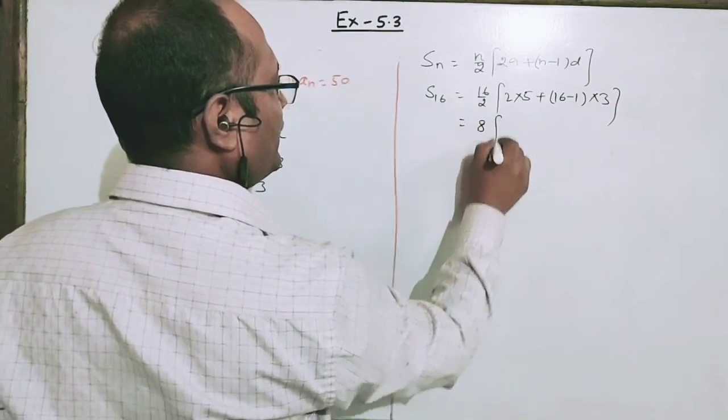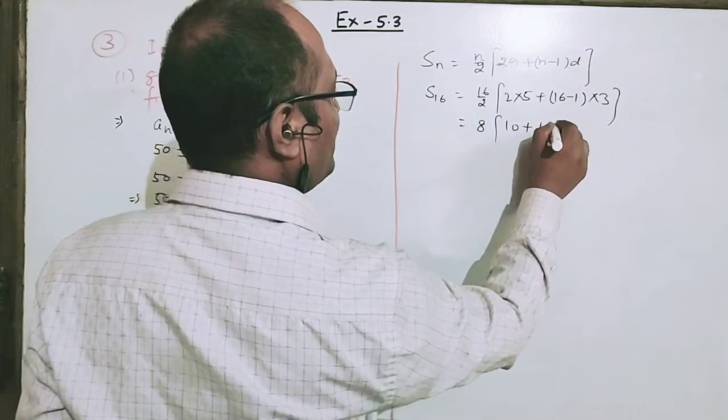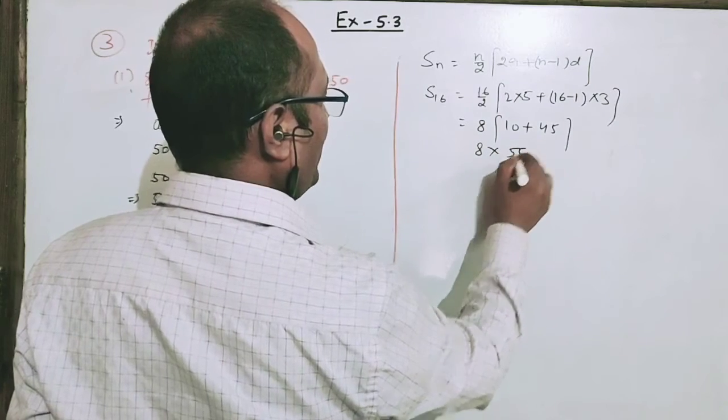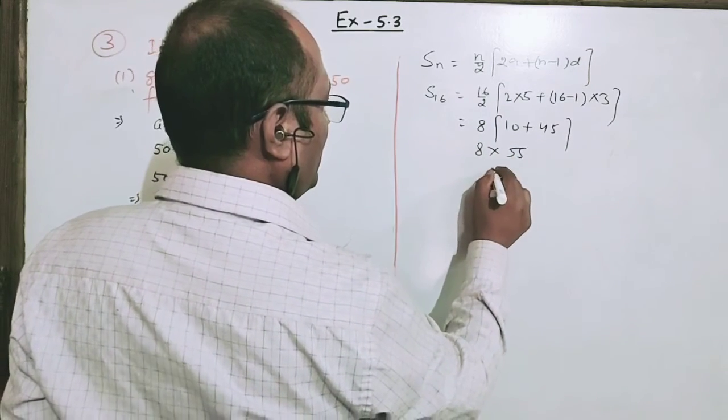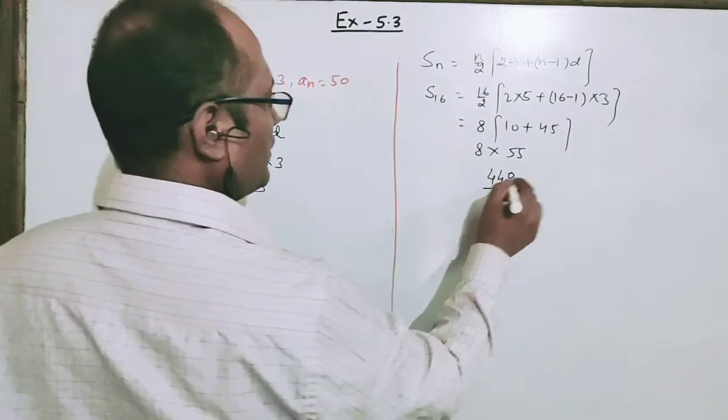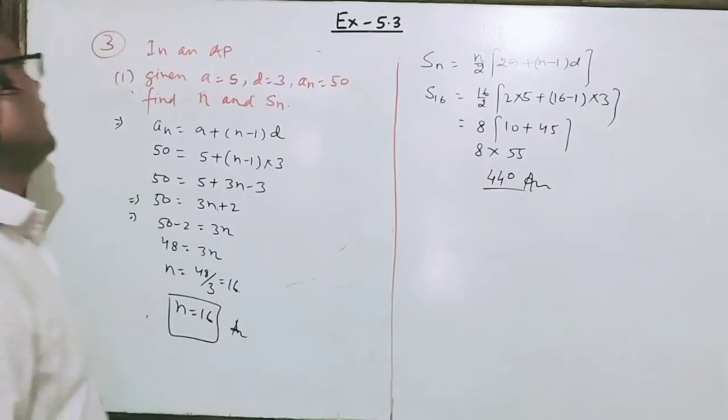So 8 into (10 plus 45). 15 into 3 is 45. 8 into 55 is 440. So the answer will be 440.